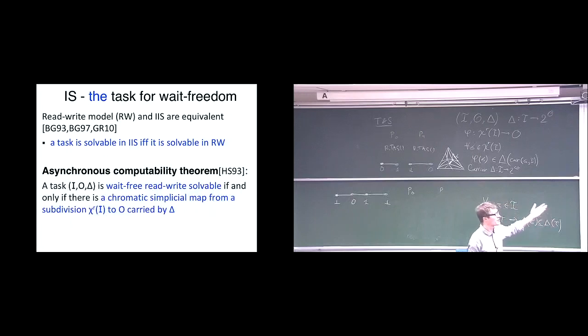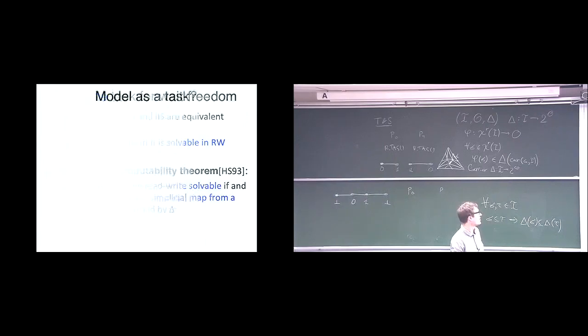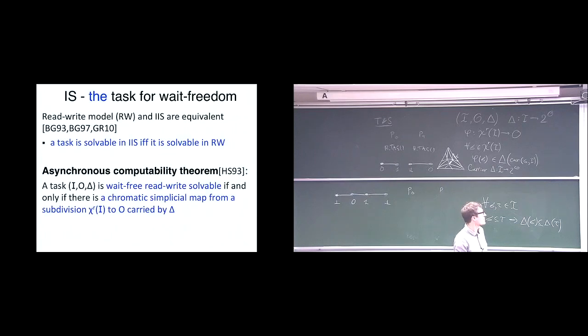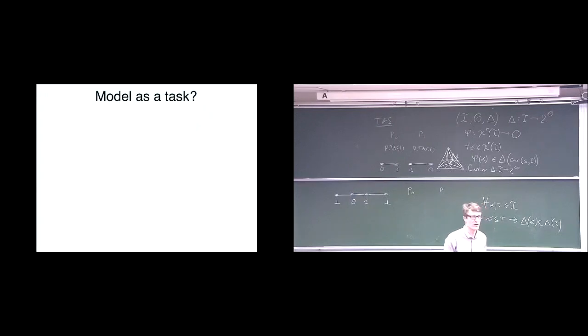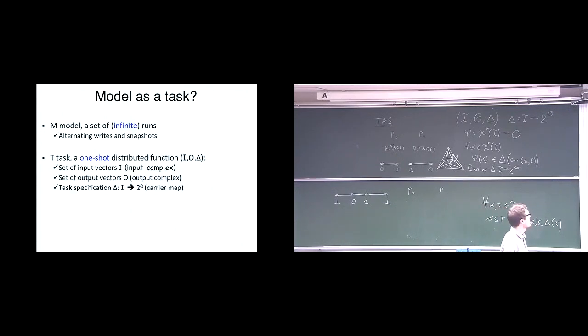Well, I just repeat the asynchronous computability theorem. It says that if you run this task, which is captured by this chi of r, you naturally get a model which is captured by a one-shot abstraction, which is a task of immediate snapshot. I didn't say anything new so far. It's just the interpretation of what I said before. But I can extend this.